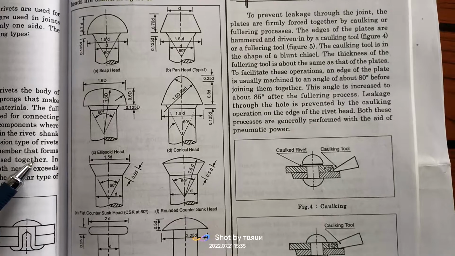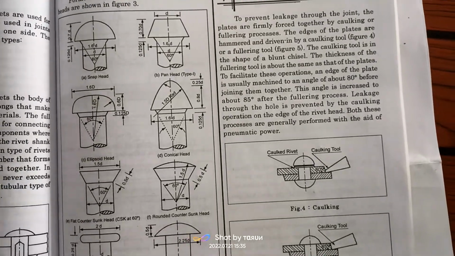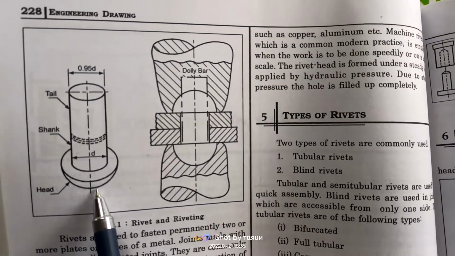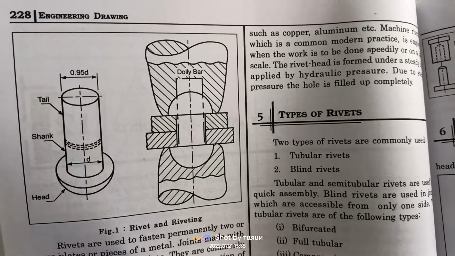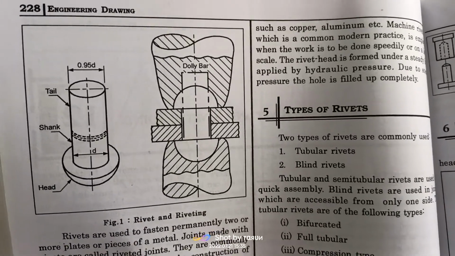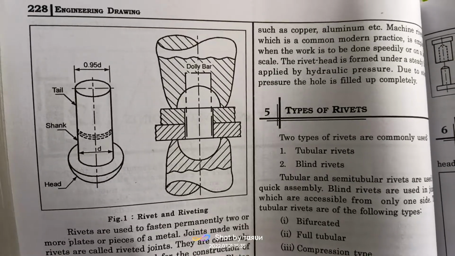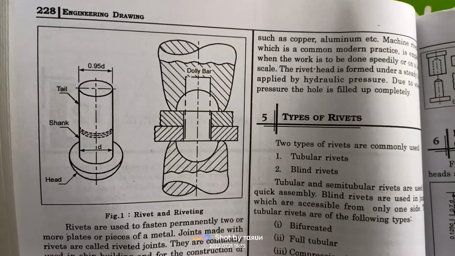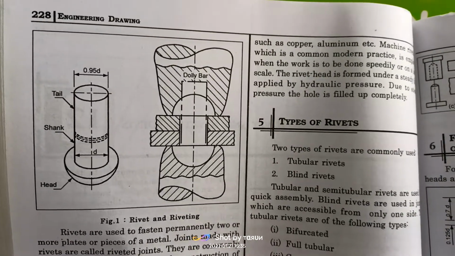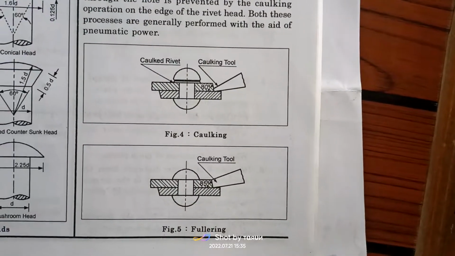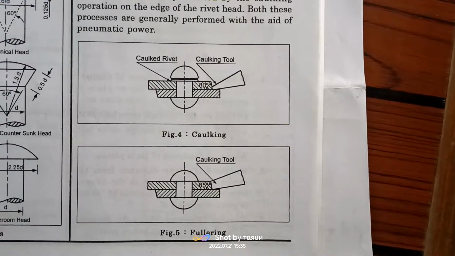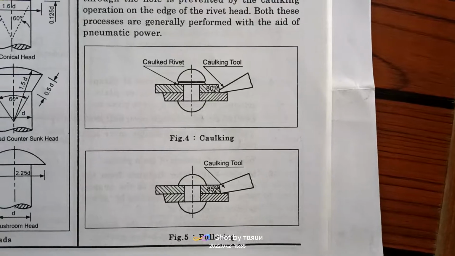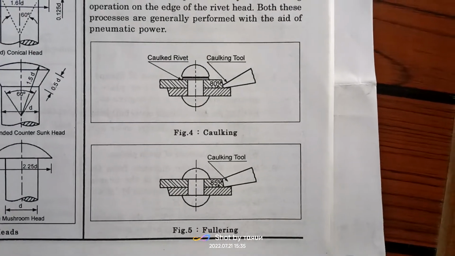So these are the parts of the rivet: the head of the rivet, the shank, and the tail. The tail of the rivet is tapered, and the rivet is made up of soft material, usually MS. Usually caulking and fullering is done in order to prevent leakage in the rivet joint, and the rivet joint is a permanent joint.